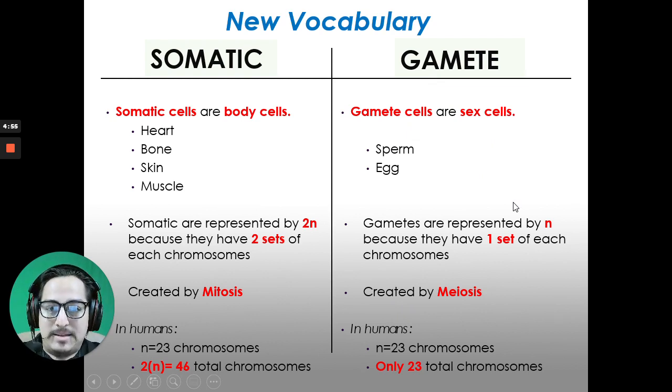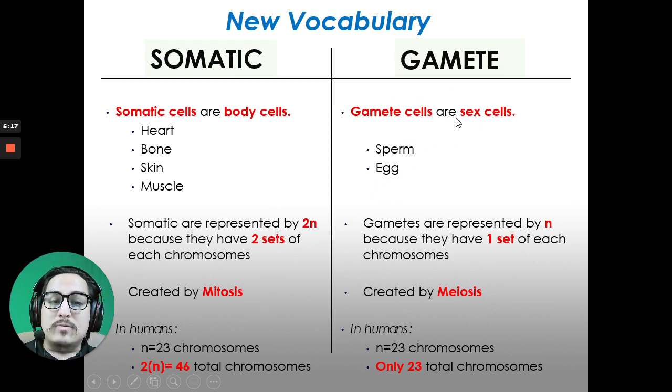A gamete, these are going to be sex cells. So this is kind of like the exception to what I said earlier, you know, how every single cell in your body has the full set? Well, except for this one. Now, if you're a male, if you're a guy, you're going to have sperm. If you're a female, right, you're a girl, you're going to have eggs.